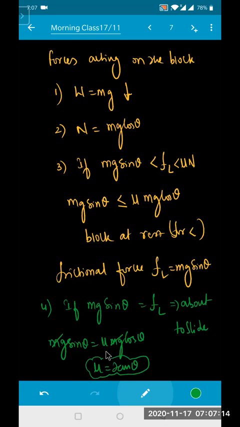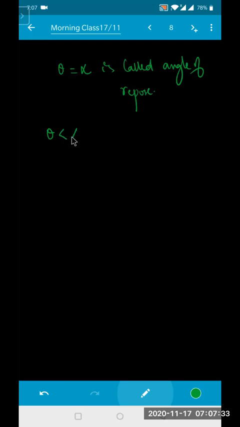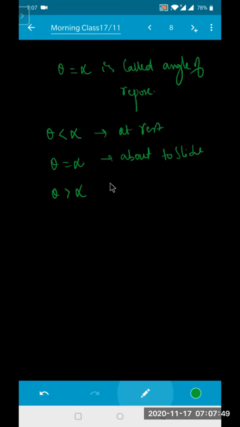So when the body is ready to move on an inclined plane, that is known as the angle of repose, like theta is equal to alpha. Alpha is called what, beta? It is called your angle of repose. That means the body is ready to move. That means if theta is lesser than alpha, the body is at rest. If theta is equal to alpha, then it is about to slide. And if theta is greater than alpha, obviously the body will be sliding.